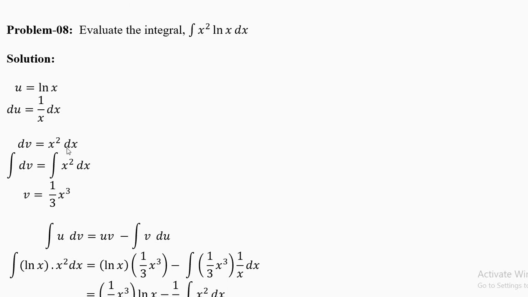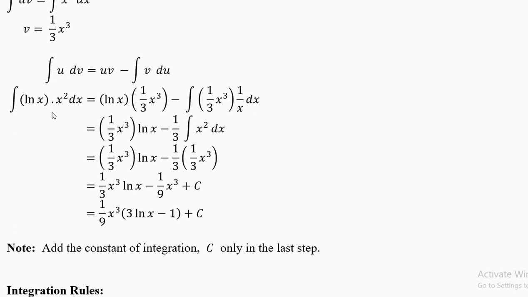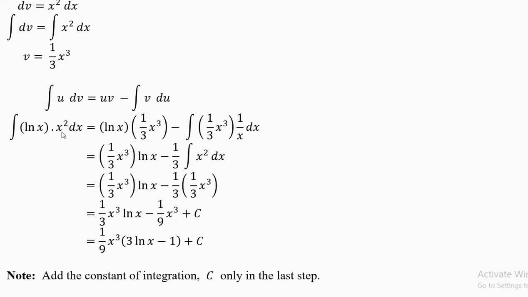Now dv equal to x square dx, integrate v, you will get 1 by 3 x power 3. Now use the main formula, you will get integration of ln x, x square, I am writing this x square on the right hand, is equal to ln x into v. v is 1 by 3 x power 3 minus integral v du. Now du is how much? 1 by x dx, and v equal to 1 by 3 x cube. Now do some algebra, you will get 1 by 3 x power 3 ln x.